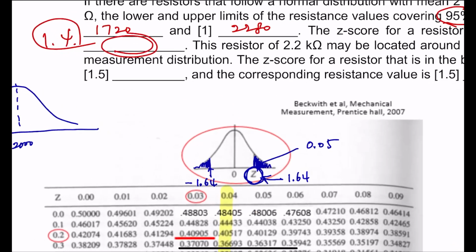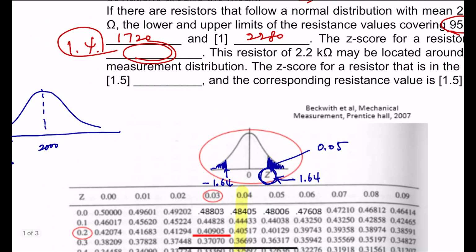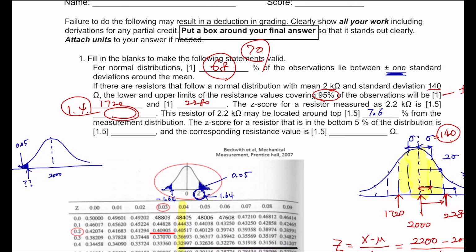Okay? Therefore, the z-score, what we're looking for, is minus 1.64 or minus 1.65. I've seen many students put positive 1.64 here. Okay? Unfortunately, it has to be a negative value because we're looking for bottom 5%. Okay? So that's a small thing that I want you guys to understand.